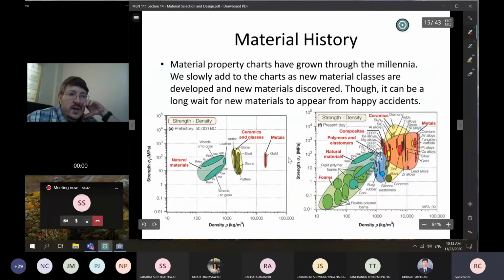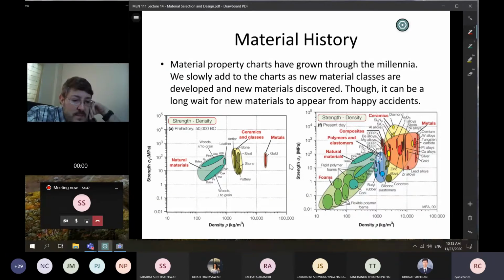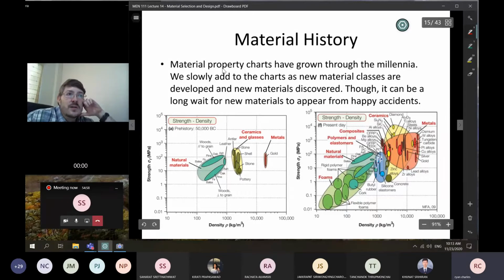These property charts have existed for decades. And they didn't always look as complete as they perhaps do today. The early ones were pretty empty, pretty sparse. Material property charts have grown through history. We slowly add to these charts, we add new material classes or new materials.